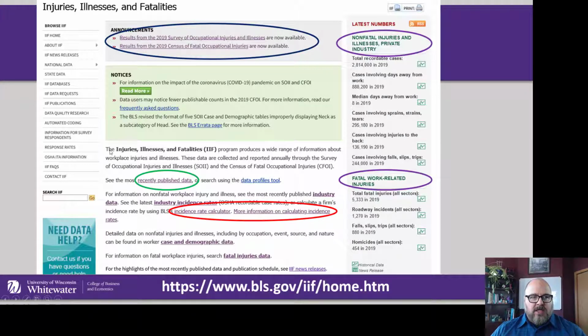So I just want to give you an idea. Over on the left, I went through and actually checked a lot of this, such as if you wanted state data, if you wanted to look at their data quality research and response rates, and how they're going to compare their data to the OSHA data initiative.